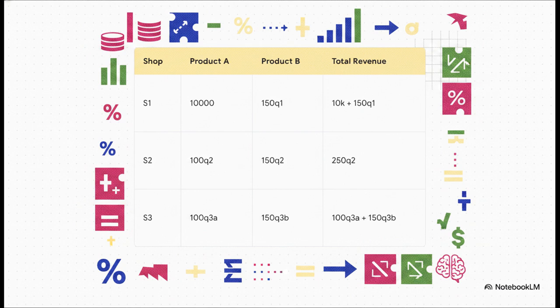Basically, you map out your shops down the left side and your products across the top. It lets you systematically track every single quantity and price. You write down your knowns, like that 10,000 in revenue, and mark your unknowns with clear variables. It literally transforms a terrifying paragraph into a totally solvable system.